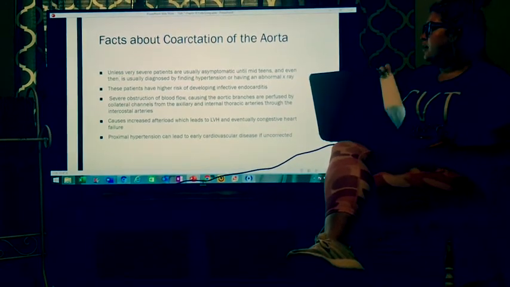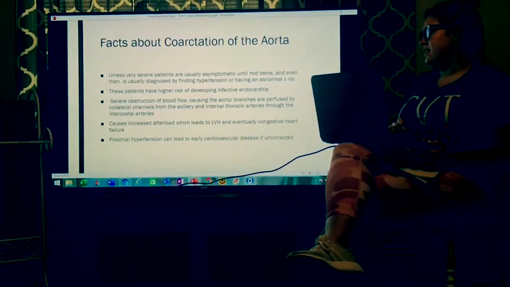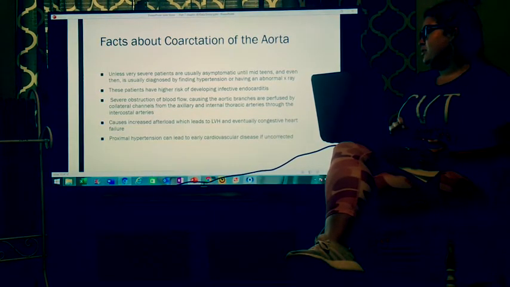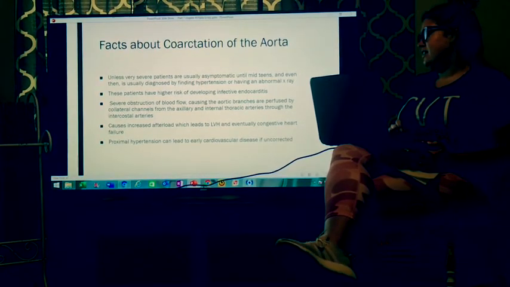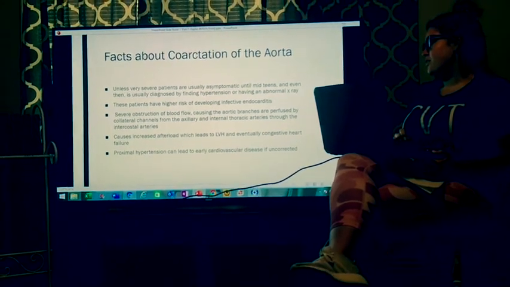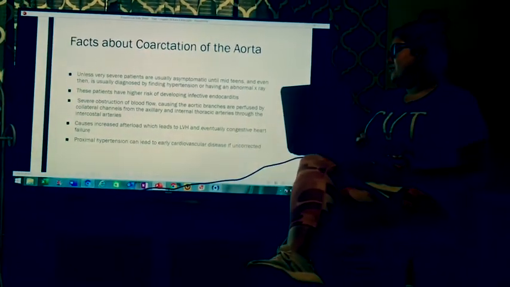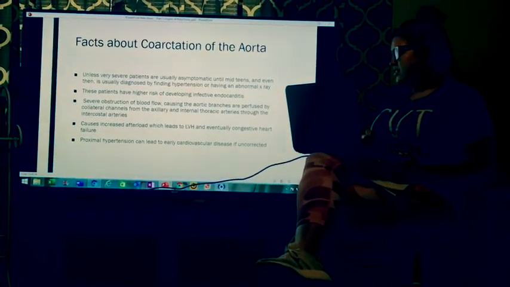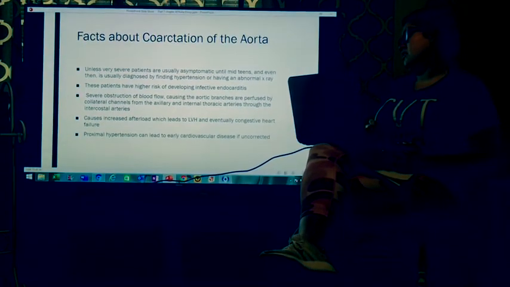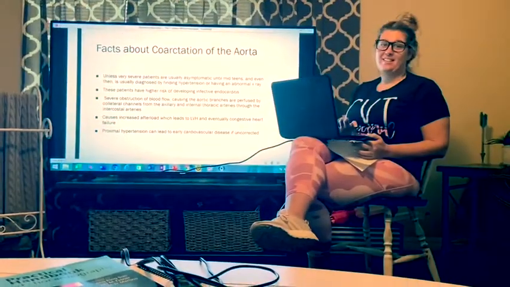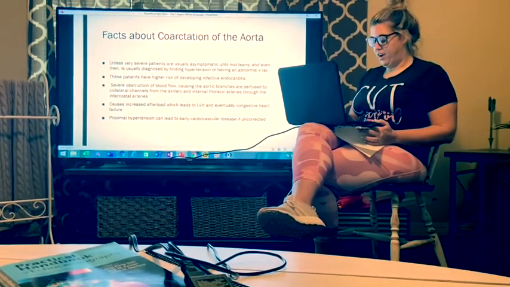Then the facts about coarctation of the aorta: unless it's very severe, patients are usually asymptomatic until the mid-teens, and even then it is usually diagnosed by finding hypertension or an abnormal X-ray. These patients have a higher risk of developing infective endocarditis. With severe obstruction of blood flow, the aortic branches are connected by collateral channels from the axillary and internal thoracic arteries through the intercostal arteries. This causes increased afterload, which leads to left ventricular hypertrophy and eventually congestive heart failure. Proximal hypertension can lead to early cardiovascular disease if uncorrected.